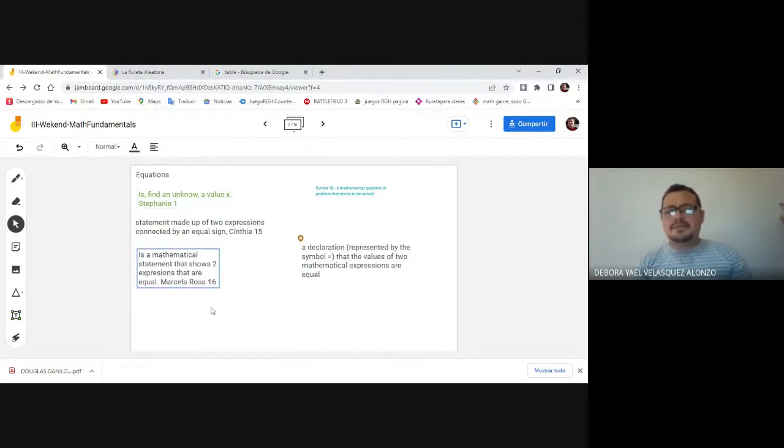It's a mathematical statement that shows two expressions. That's why Marcela says a statement made of two expressions so similar they are related. A declaration. Wow, that's a strong word.